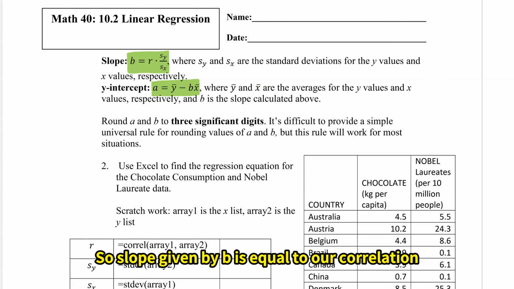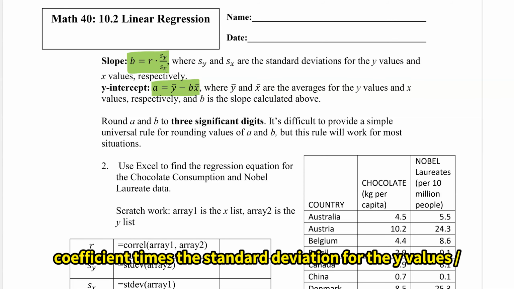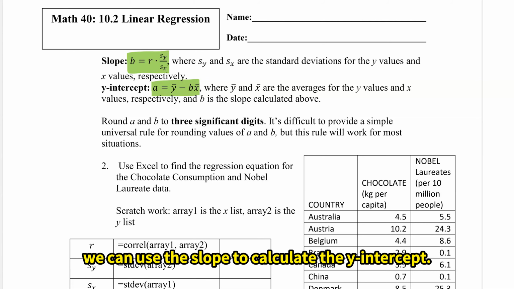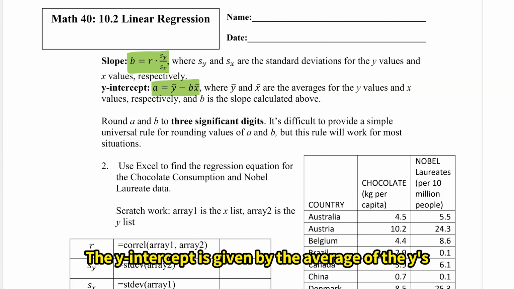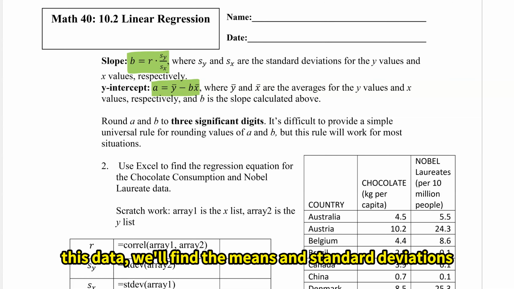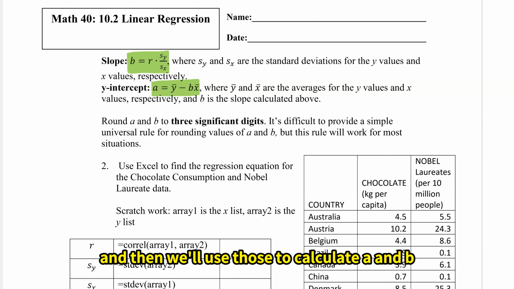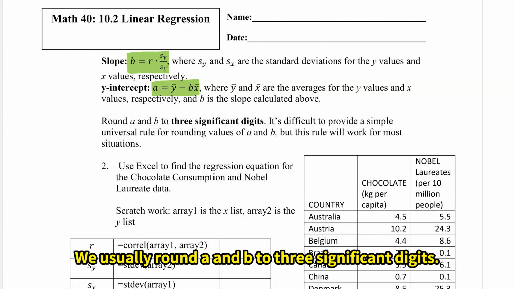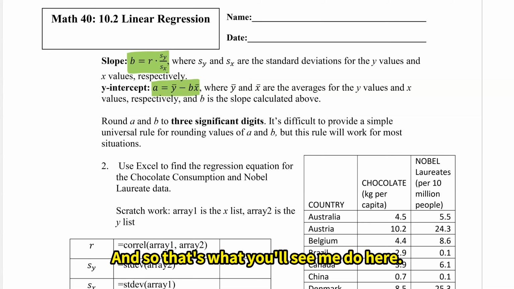So slope, given by b, is equal to our correlation coefficient times the standard deviation for the y values divided by the standard deviation for the x values. Once we calculate the slope, we can use the slope to calculate the y-intercept. The y-intercept is given by the average of the y's minus b times the average of the x's. So when we have this data, we'll find the means and the standard deviations, and then we'll use those to calculate a and b for our linear regression equation. We usually round a and b to 3 significant digits, and so that's what you'll see me do here.